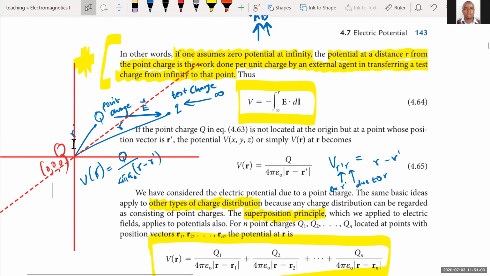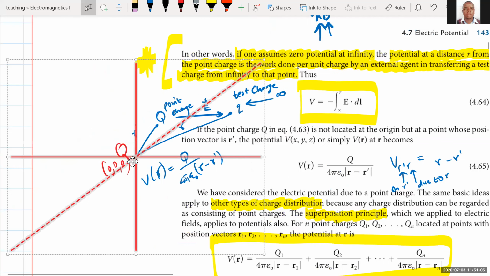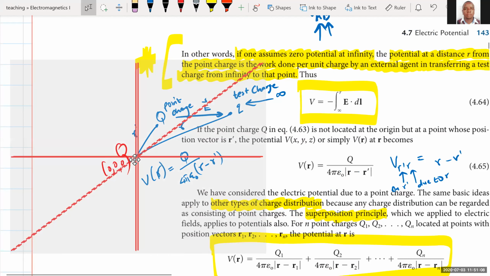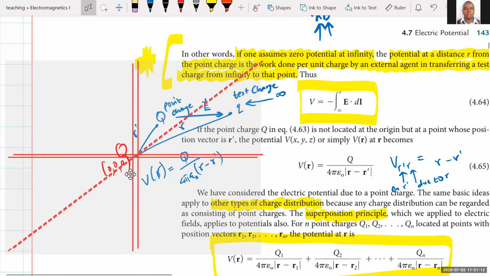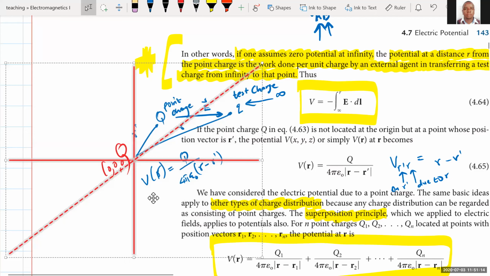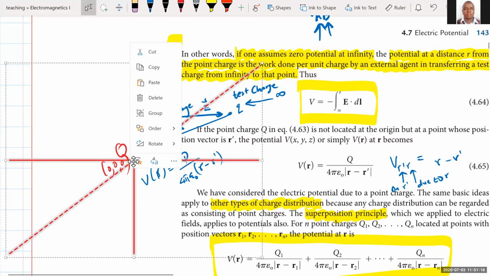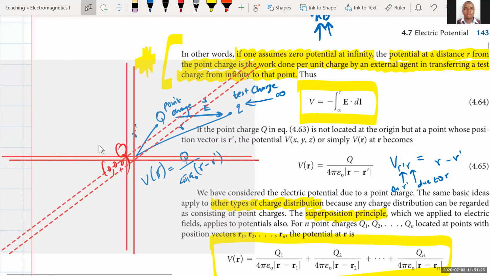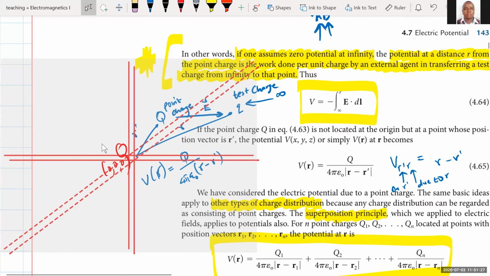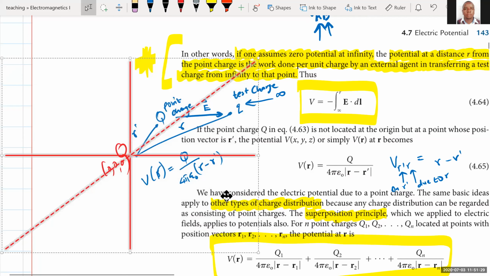This is a bit hidden. Let me see if I can move it slightly, or rather, there. Yeah, I think I want to move it there. So I wanted to move it so that you can see.